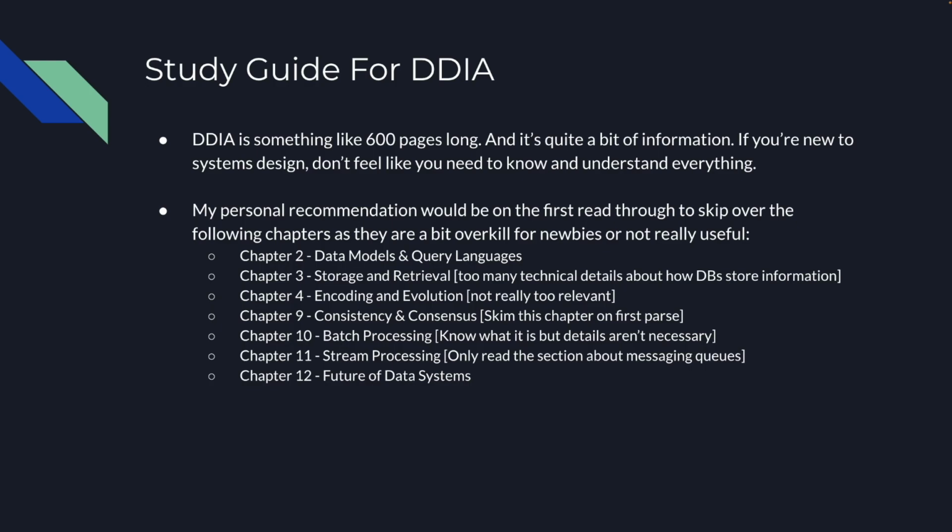Chapter 11 as well, on stream processing. You should definitely know about message queues because they are used a lot in distributed systems, but the rest of that chapter you can basically skim if you're interested in it, but just focus on the message queues for the first few read-throughs. Chapter 12, Future of Data Systems.